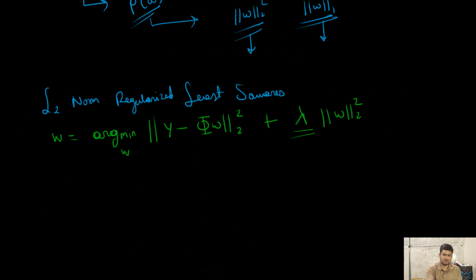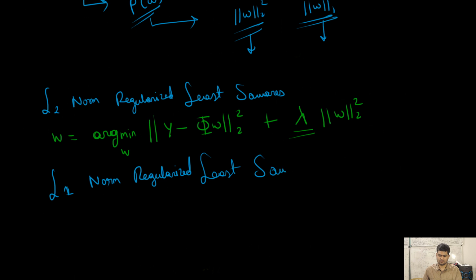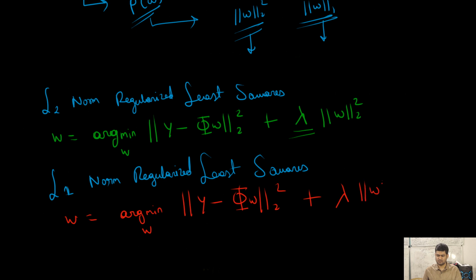Whereas the L1 norm regularized least squares has the resulting optimization problem as W equal to arg min over W, norm of y minus phi times W squared, plus lambda times the L1 norm of W.